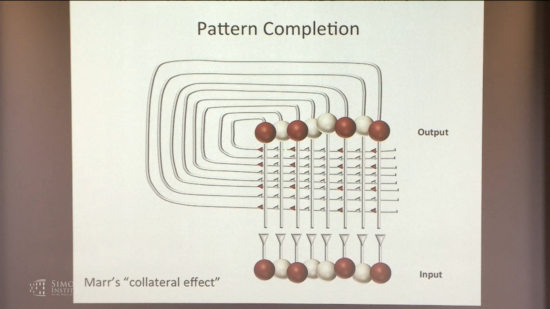Because of the recurrent collaterals, if these are modifiable synapses, you can actually modify them such that patterns here can do some auto-association and do things like pattern completion or error correction. If only a partial input pattern is presented to the network, these cells fire, but because of these strengthened synapses, they drive the activity of the remaining part of the pattern, and that's what's called pattern completion.